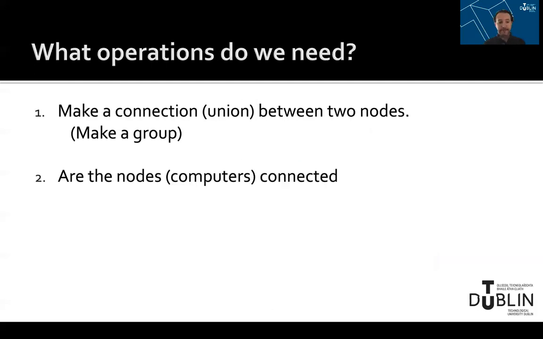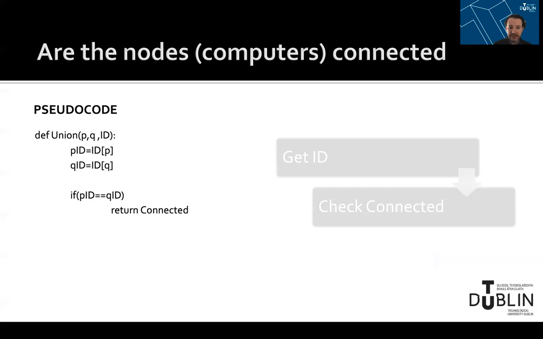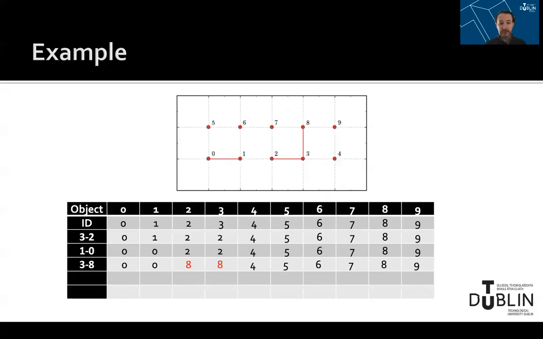Are the nodes connected? As I said, this is the beginning of our pseudocode. If you have 2 IDs, we're asking, is object P and Q connected? We find out what their ID is, and we check if they're connected by saying if P ID is equal to Q ID, they are connected. And if it's not, they're not connected. That's straightforward.